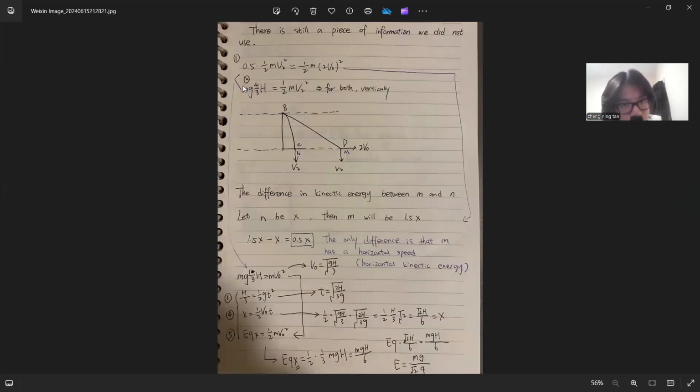There is still a piece of information we did not use, which is that the kinetic energy of M when it just leaves the electric field is 1.5 times the kinetic energy of N when it just leaves the electric field. So we can derive this, because it's reasonable that we are curious about the actual ratio between the two, right?